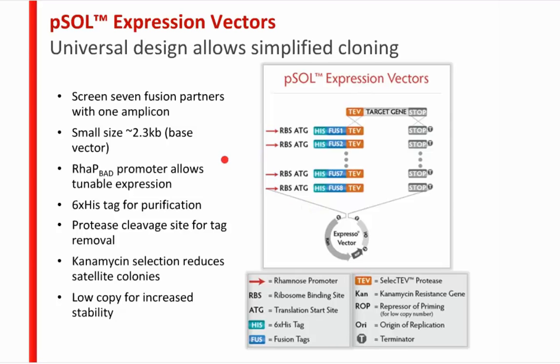The rhamnose promoter is inducible with virtually no leaky expression and very tight control. There's also an N-terminal 6-His tag for purification. One of each of the 7 fusion tags that allow enhanced expression and/or solubility, followed by a TEV cleavage site. The vector also has kanamycin resistance, which reduces the chance of satellite colonies that you sometimes see with ampicillin resistance plasmids. And the vector is also low copy number for increased stability, which really helps if you have a toxic or a difficult sequence.